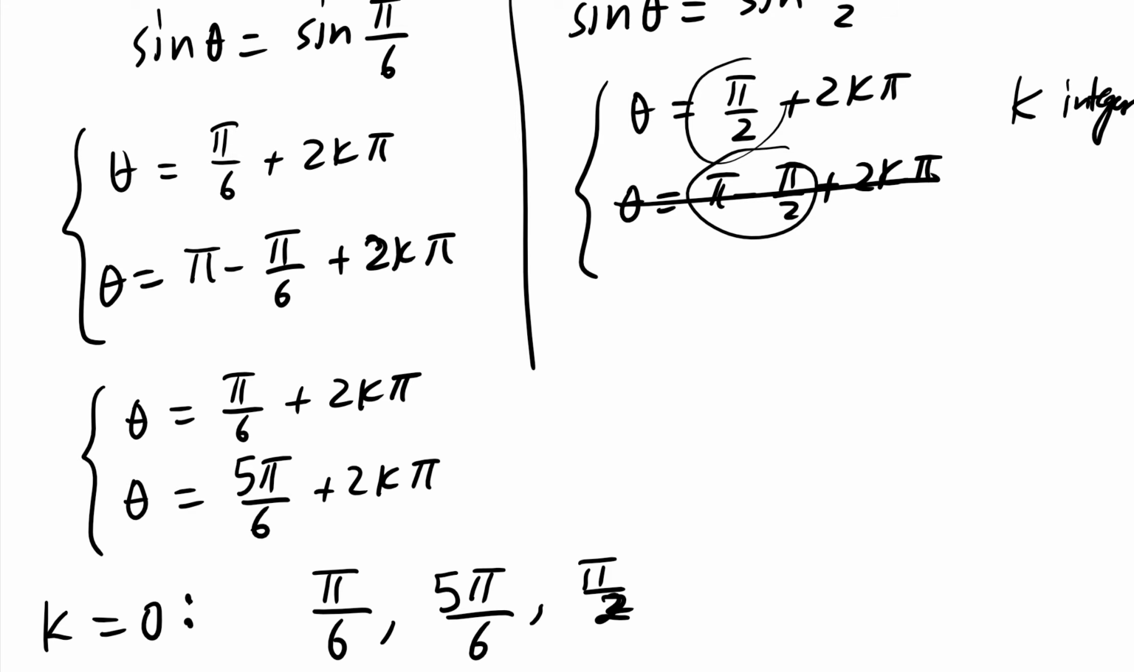If I take k equals 1, it will exceed 2 pi in all of them. If I take k equals negative 1, it will go negative. So only three values. These are the three values that would work for that equation. Any questions about this?